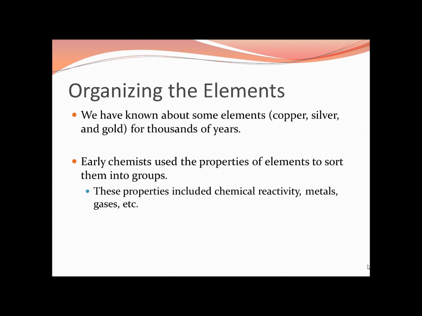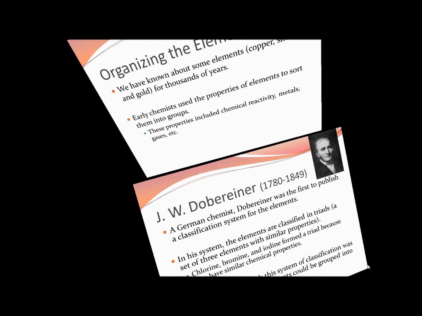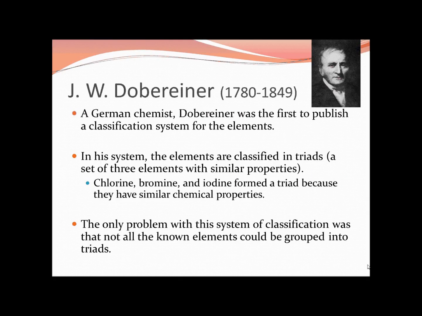These properties that they looked at included chemical reactivity, if it's a metal, if it's a non-metal, a gas, and all that kind of stuff. The first guy who really delved into trying to organize it was Döbereiner. He was from Germany. In his system, the elements are classified in what are called triads, or a set of 3 elements with similar properties.